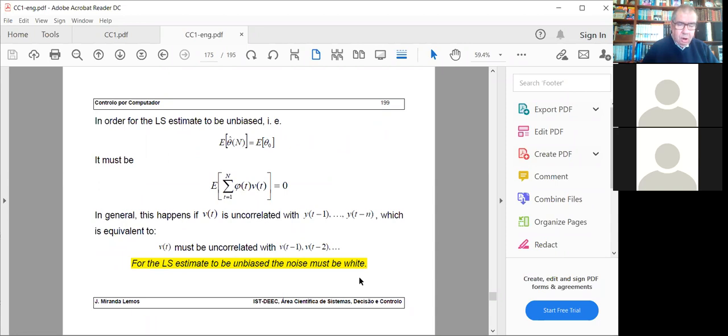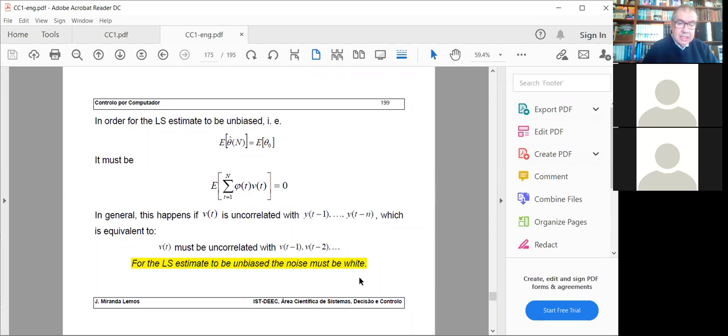So now we have two things. What happens when we have non-white noise and we want to estimate it? It's the subject of tomorrow. We need methods to estimate models in the presence of colored noise.